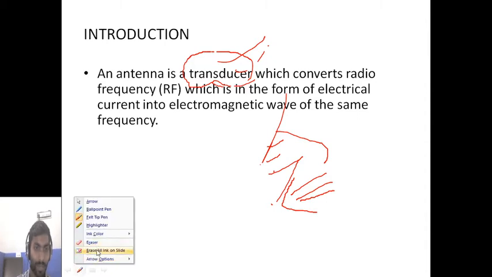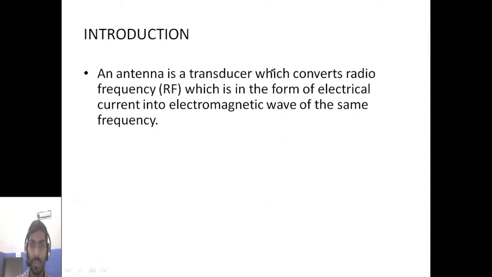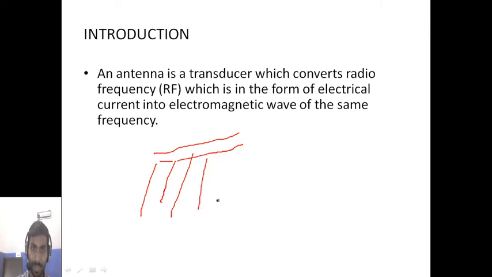In the next line, what I say is which converts radio frequencies. I hope you are familiar with the electromagnetic spectrum. In the electromagnetic spectrum you are going to see different kinds of waves: visible light, X-rays, gamma rays, and your radio waves will be somewhere around here. Your radio wave will be in the form of a sinusoidal waveform.